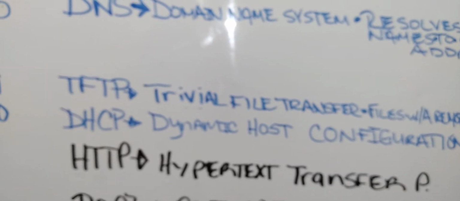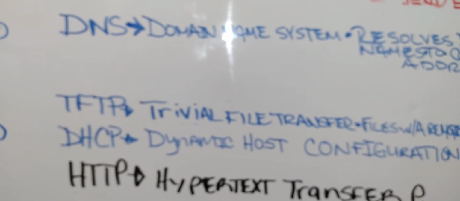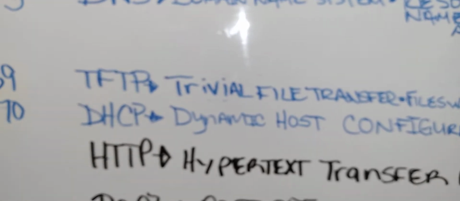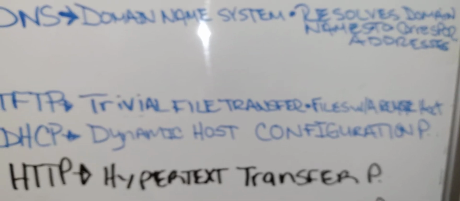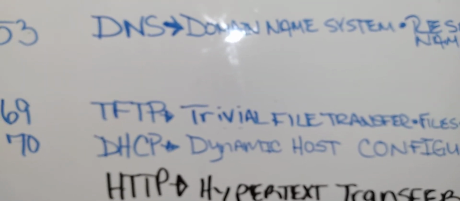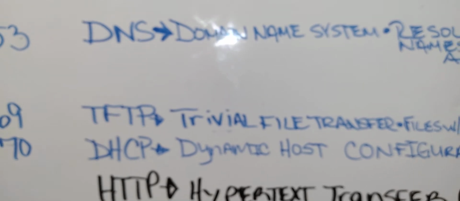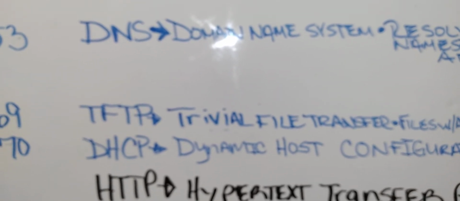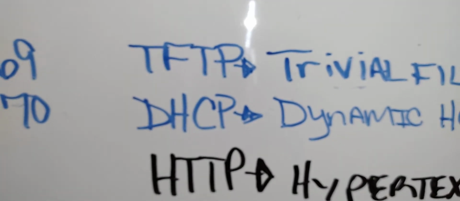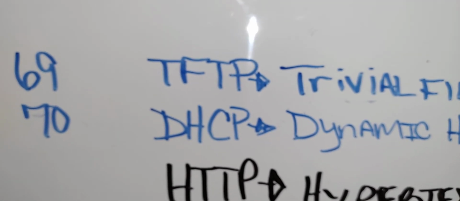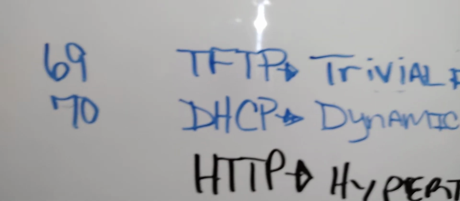70 also uses UDP, and that's DHCP, Dynamic Host Configuration. And this protocol is used by hosts to dynamically discover and learn an IP address, and learn the correct subnet mask, default gateway, and DNS server IP address. This is all done with DHCP. UDP, port 70.